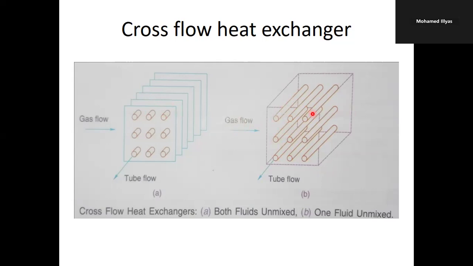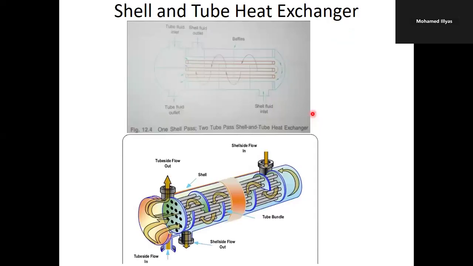So the gas molecules will mix with each other. So we call it one fluid is unmixed here. So it gives a comparative performance that we are going to see later. And coming to the next type of heat exchanger, we call it a shell and tube heat exchanger.